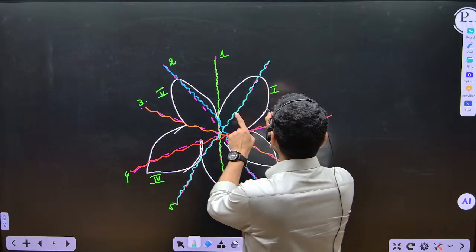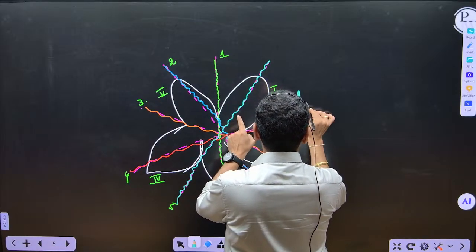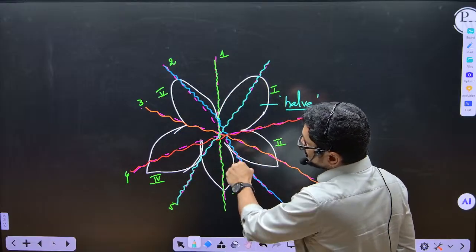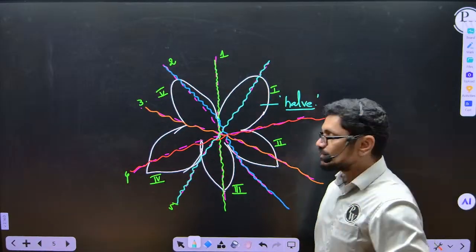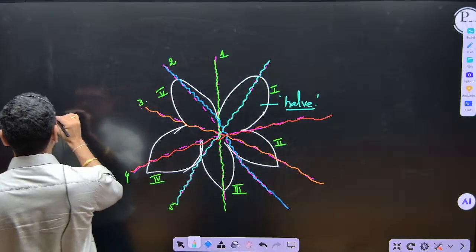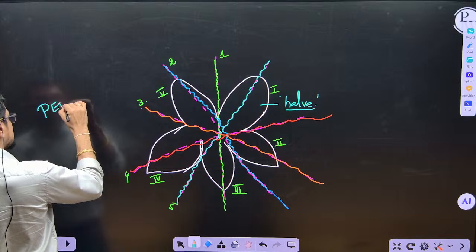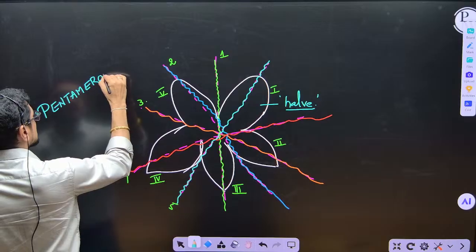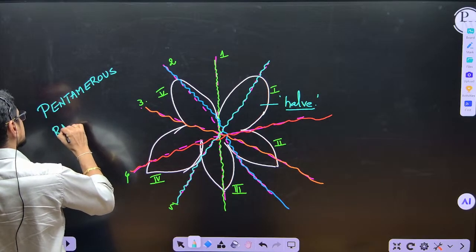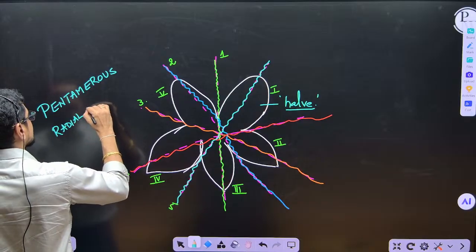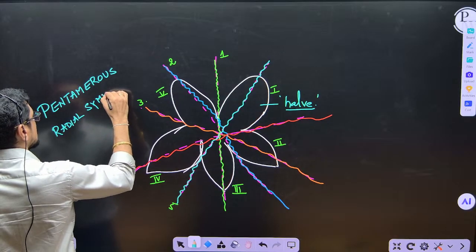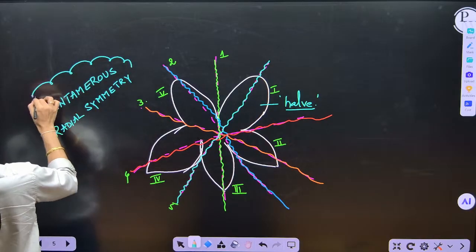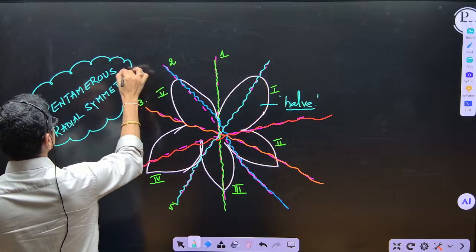So one arm will be half. So this is half of the arm. Like that, in five directions, we are able to cut the starfish into two equal halves. That is the reason why this type of symmetry is called, this is also radial symmetry, but it's a type of radial symmetry, and this is called pentamerous radial symmetry. So what is pentamerous radial symmetry?